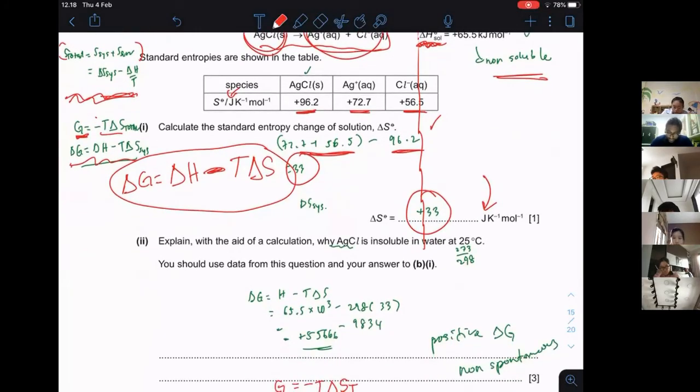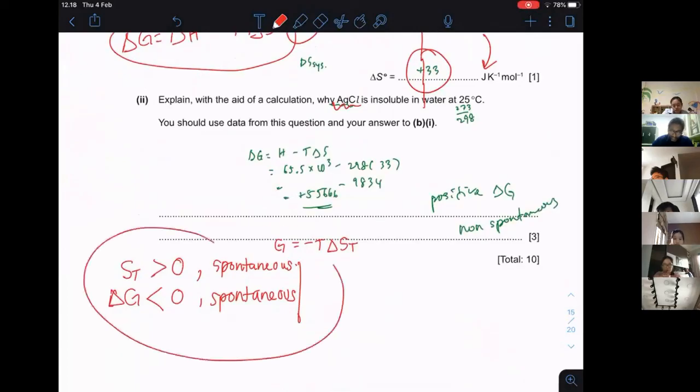Explain with the aid of calculation why silver chloride is insoluble. Now, if you want to actually show silver chloride is insoluble, then the entropy change of solution is not enough. What you need to do is include the S total, or you can actually calculate the Gibbs free energy. If you can show that any of this, and then say that it's non-spontaneous, then it's actually the answer.